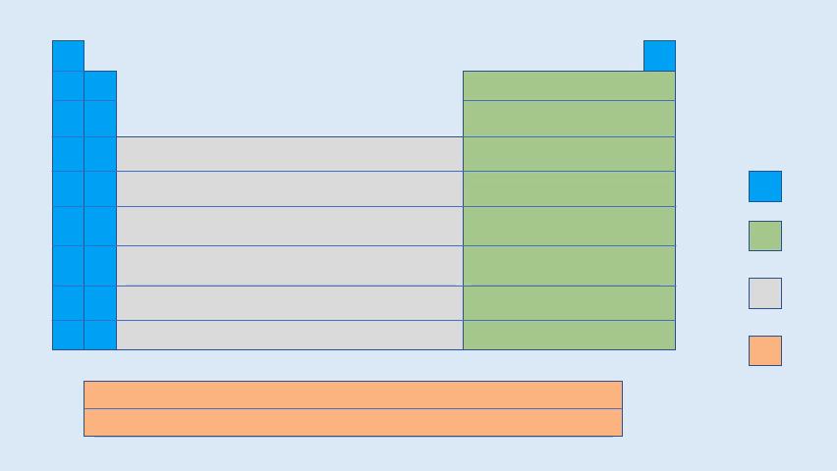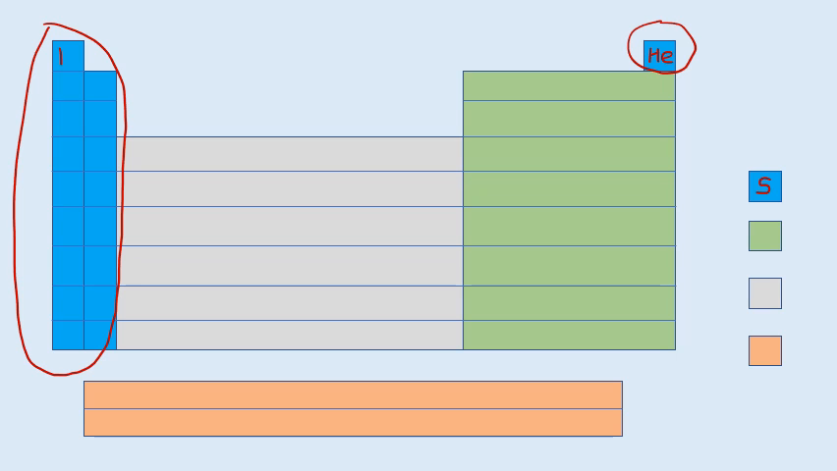So let's have a look at the periodic table. Here I've got a periodic table and I've split it into 4 different colours. These 4 different colours represent the different blocks of the periodic table. The blue block is S, so any element over here and over here, this is helium.